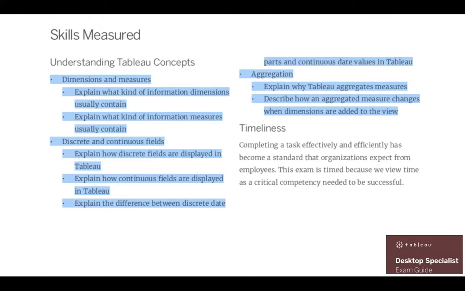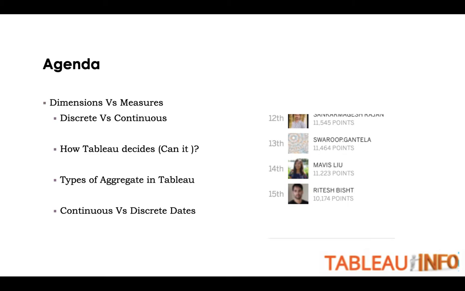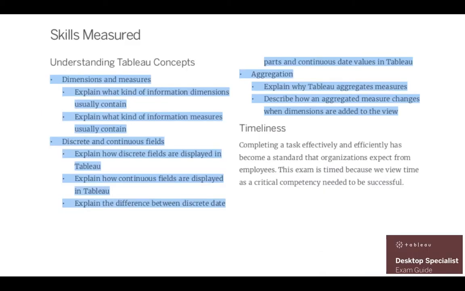But before that, let's also see our agenda. It's dimension versus measure, and discrete versus continuous. How does Tableau decide? Is Tableau fully capable of deciding discrete and continuous, dimensions versus measures, or will you have to do some manual intervention from your side? Then we'll talk about types of aggregate in Tableau. Last but not the least, continuous versus discrete dates.